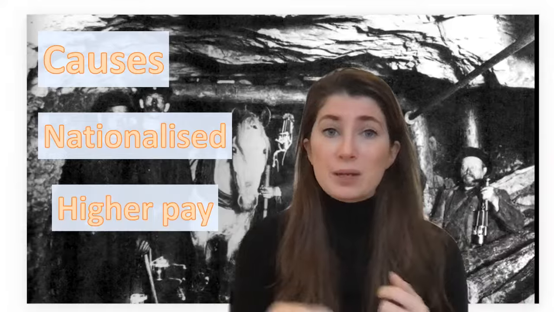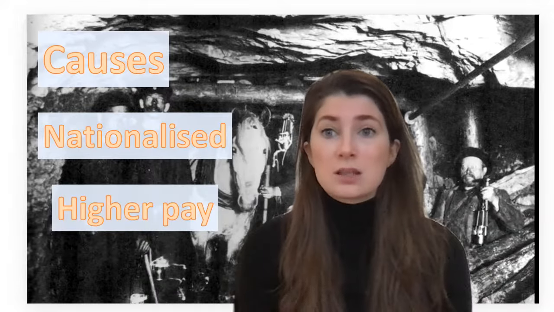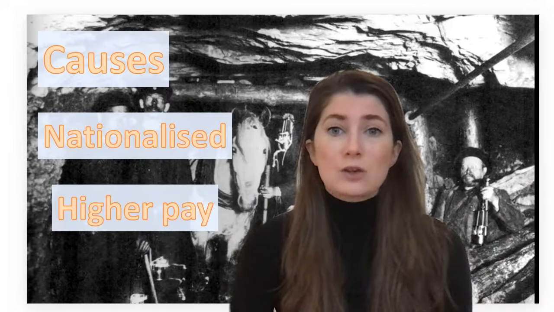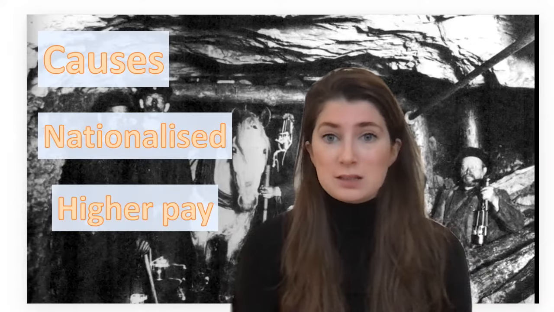Now, during the war, UK coal output had been 75 million tonnes. However, by 1920, it had dropped to just below 40 million tonnes.